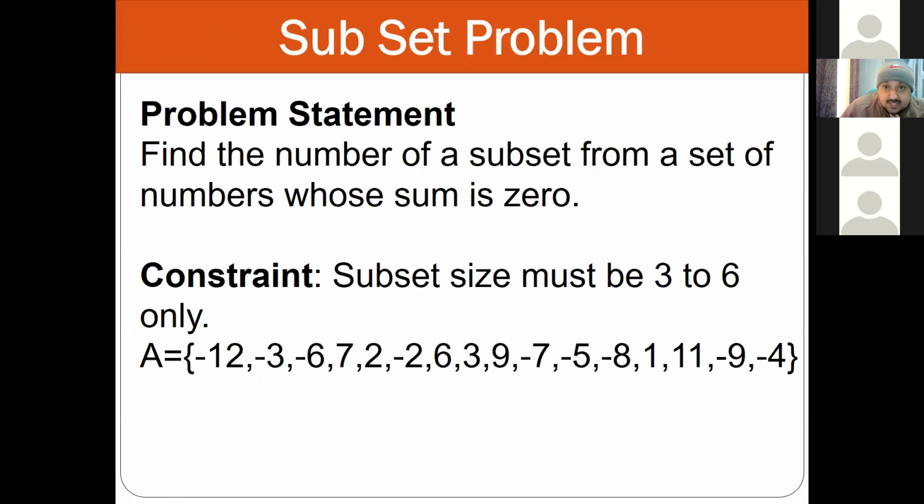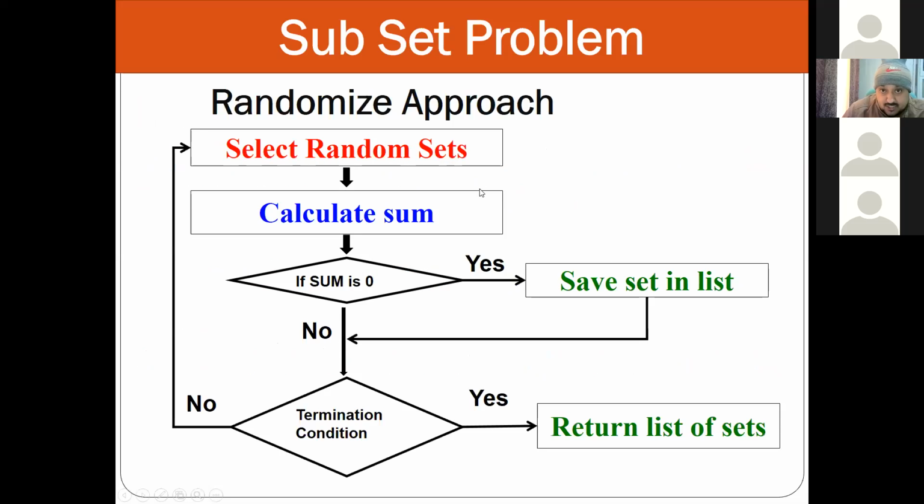The main problem here is the subset problem. It means that we have to find the number of subsets from a set of numbers whose sum is 0. This is the problem statement. As a constraint, the set size will be 3 to 6 only. This is the subset problem we most of the time have to solve.